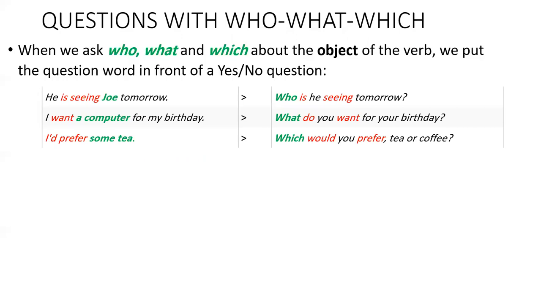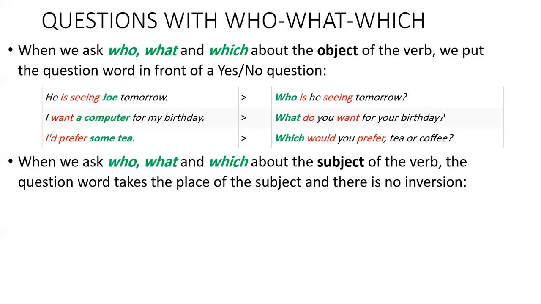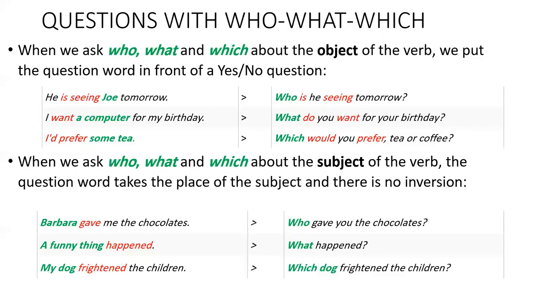But if the who, what, which ask about subjects, then that's another story. If we ask about the subject, the question word takes the place of the subject and there's no inversion. So we don't make a yes/no question. We only keep the sentence as it is and we take out the subject. Let's look at the examples.